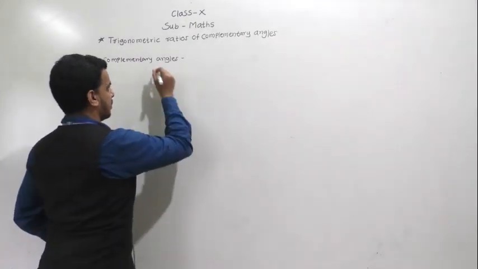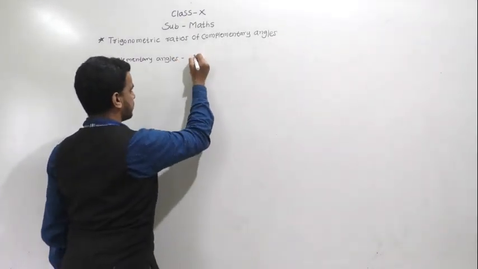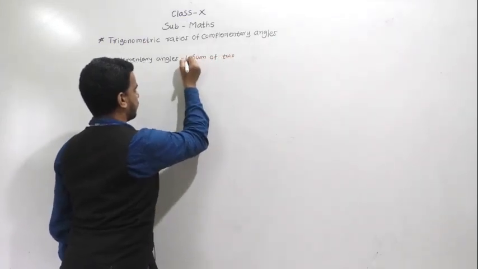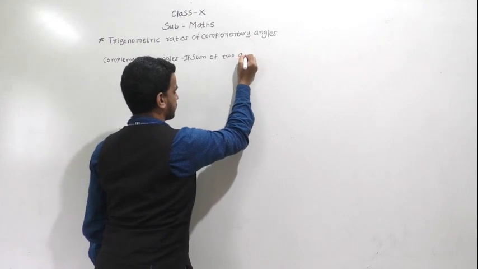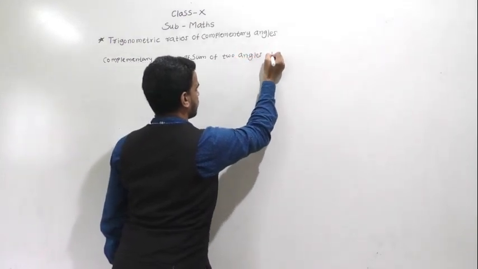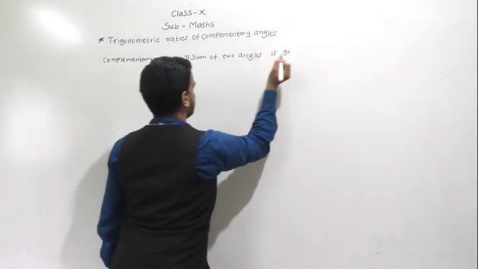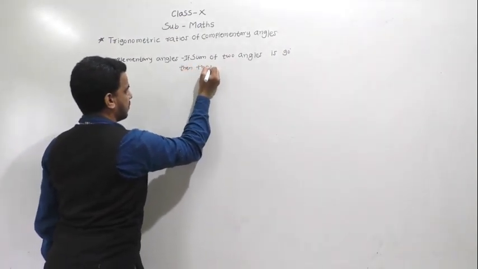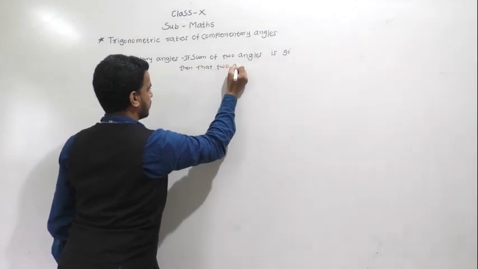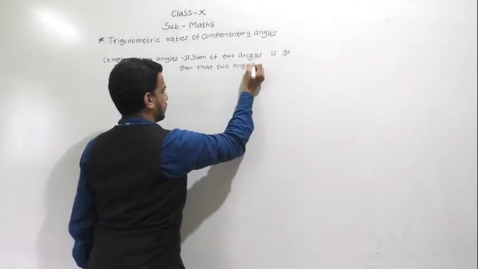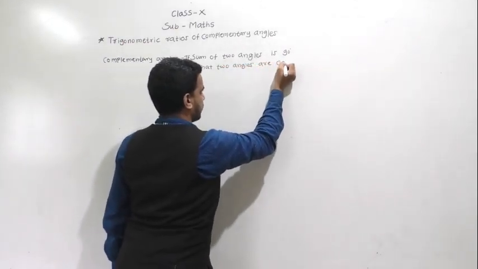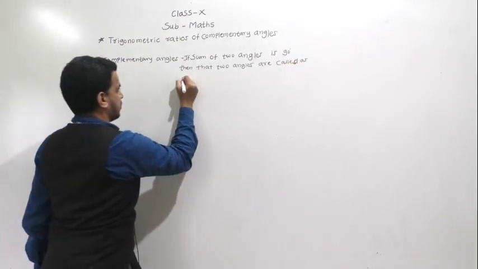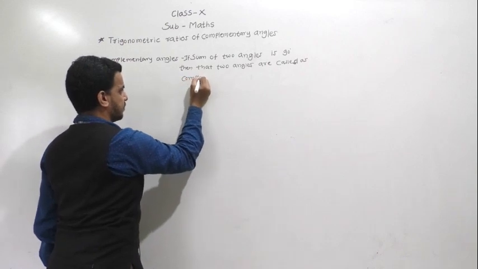Okay, so here I am writing the definition of complementary angles. If the sum of two angles is 90 degrees, then those two angles are called complementary angles. Okay, so we know this definition.